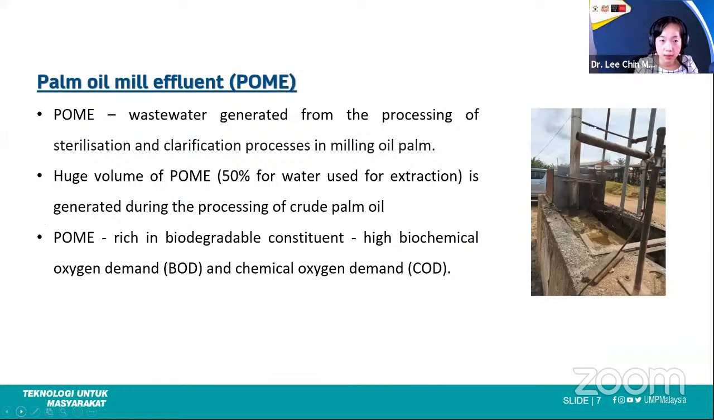So let's look at the waste. The palm oil mill effluent, or POME, is the wastewater generated from the sterilization and extraction processes in the palm oil mill. To generate 1 ton of palm oil, 5 to 7.5 tons of water has to be used, and 50% of this water is actually discharged as POME. So POME is rich in biodegradable constituents, and therefore it is high in biochemical oxygen demand and chemical oxygen demand.